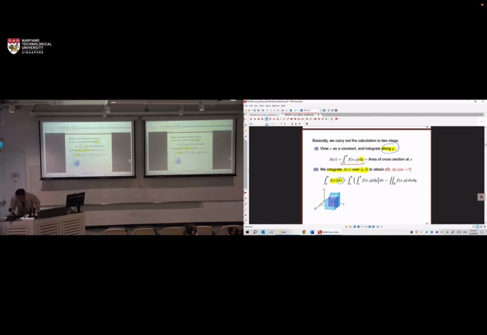Many of these purple ones along x, from a to b. You stack up many of these purple pieces, then you form the volume. You get the volume. That's how double integrals work.